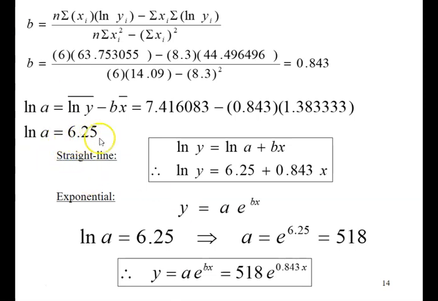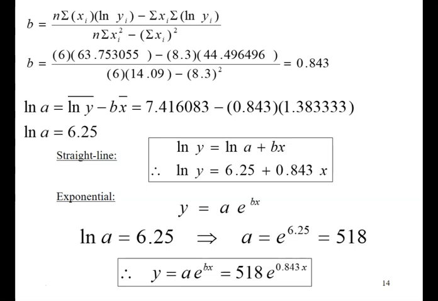Okay, so let's put the slope and the intercept into the regression straight line. This is the straight-line best fit formula for the exponential model: ln y equals ln a plus bx. So ln y equals 6.25, which is ln a, plus b, the slope 0.843, times x. So you have your best fit for the exponential model. This is your final answer.